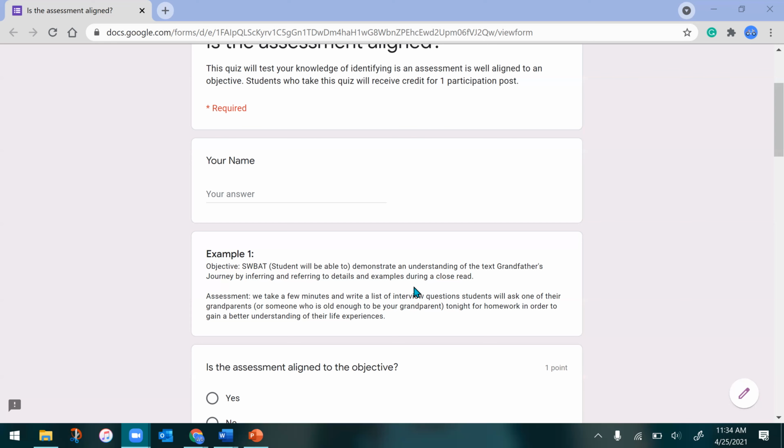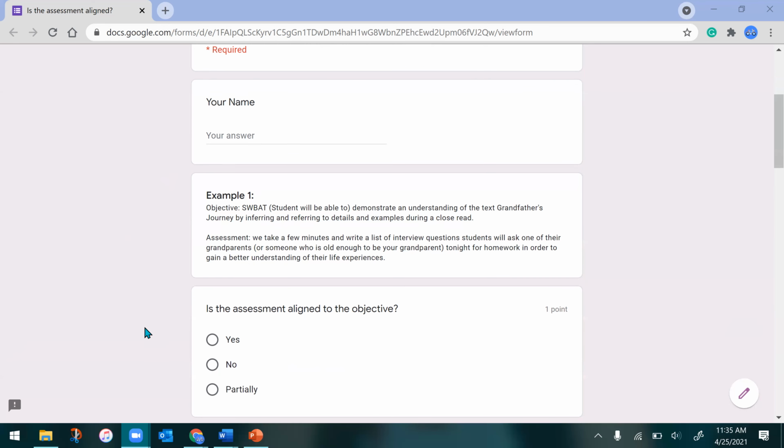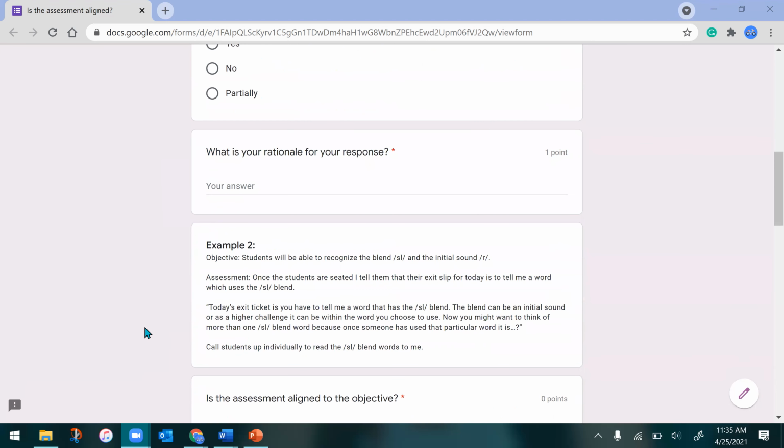So they might highlight the text and show the details in the text where it came from, or they might refer to a paragraph or a sentence, paragraph 2, sentence 3, something along those lines, where they're referring explicitly to that text. So 1, not aligned. All right, let's look at 2.